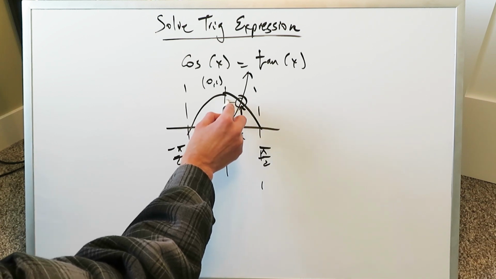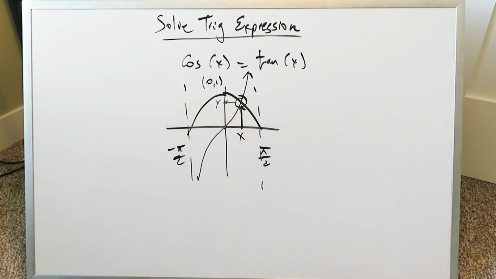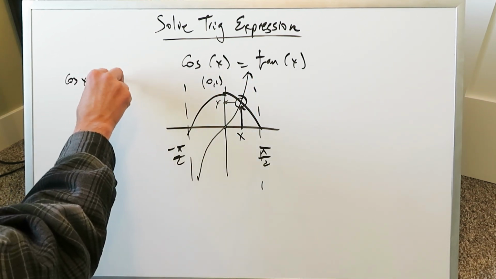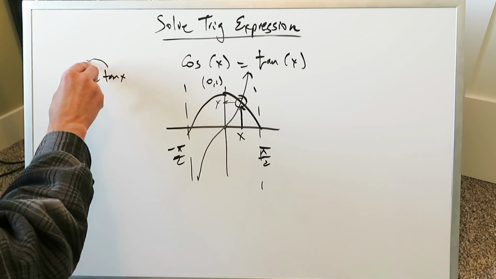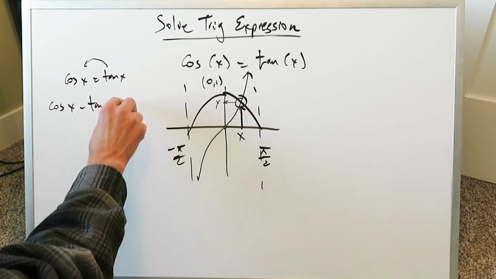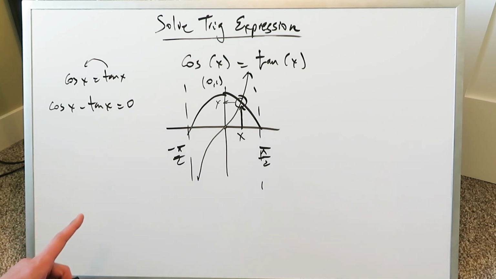It would have a y value here. We can also determine that as well. How would you go about doing that? You can start with exactly what you have here: cosine x is equal to tan x. And then you can take this onto the other side. Cosine x minus tan x is equal to 0. And now you have an expression you can work with.